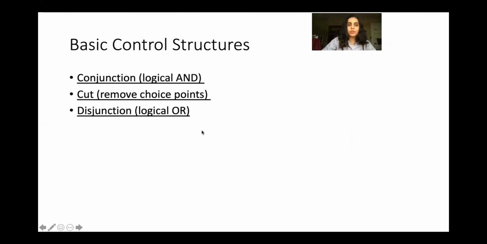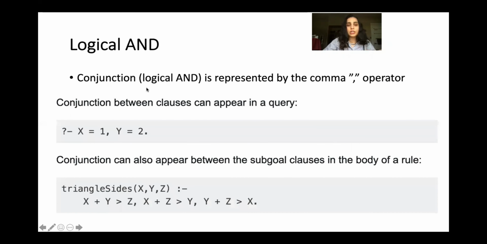Now, the basic control structures: there is logical AND, and there are two more. If we start with logical AND, it's represented by the comma operator, and it can be between two queries, or it can be between subgoals of clauses. Okay, so let's see what that means. So this is X and Y, they're both variables. So X is equal to 1 and Y is equal to 2.